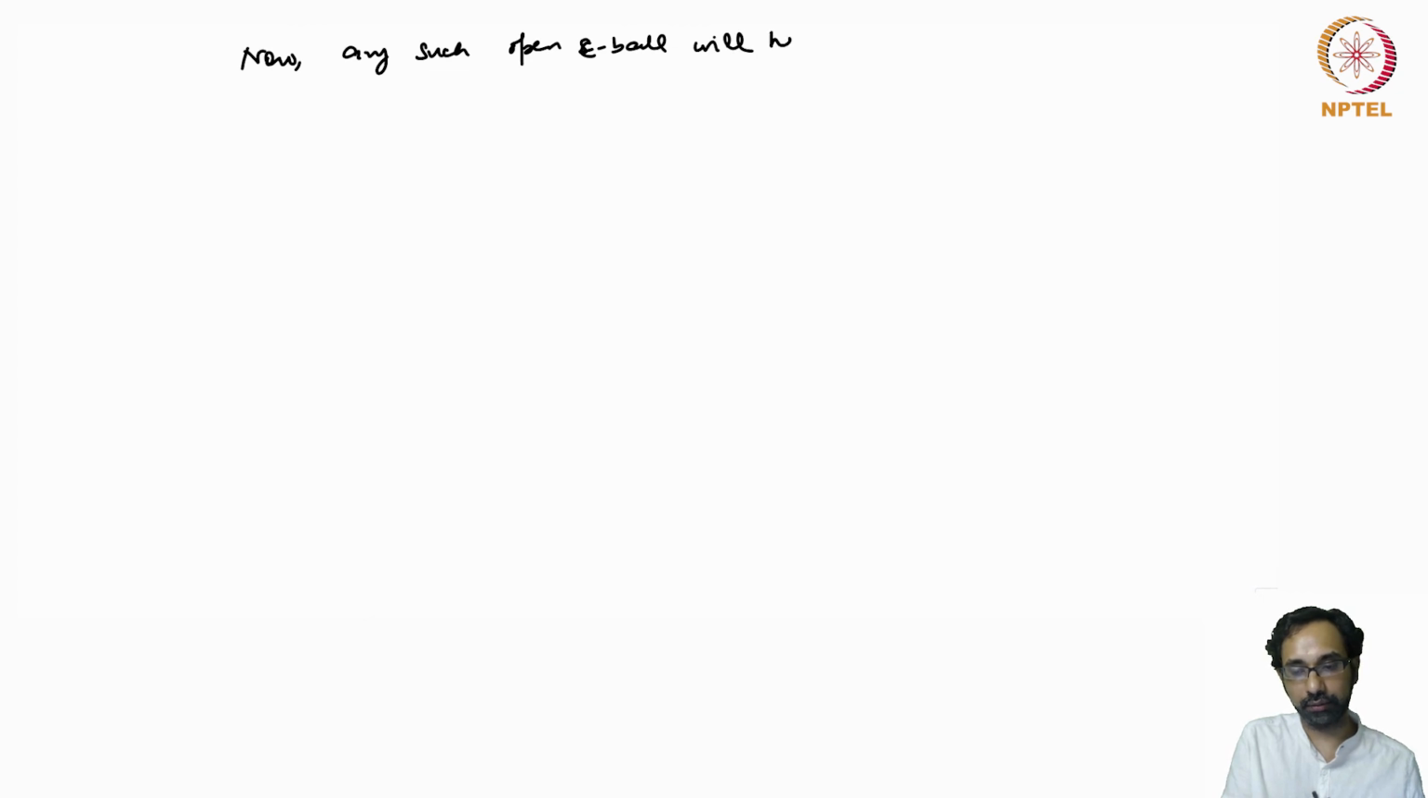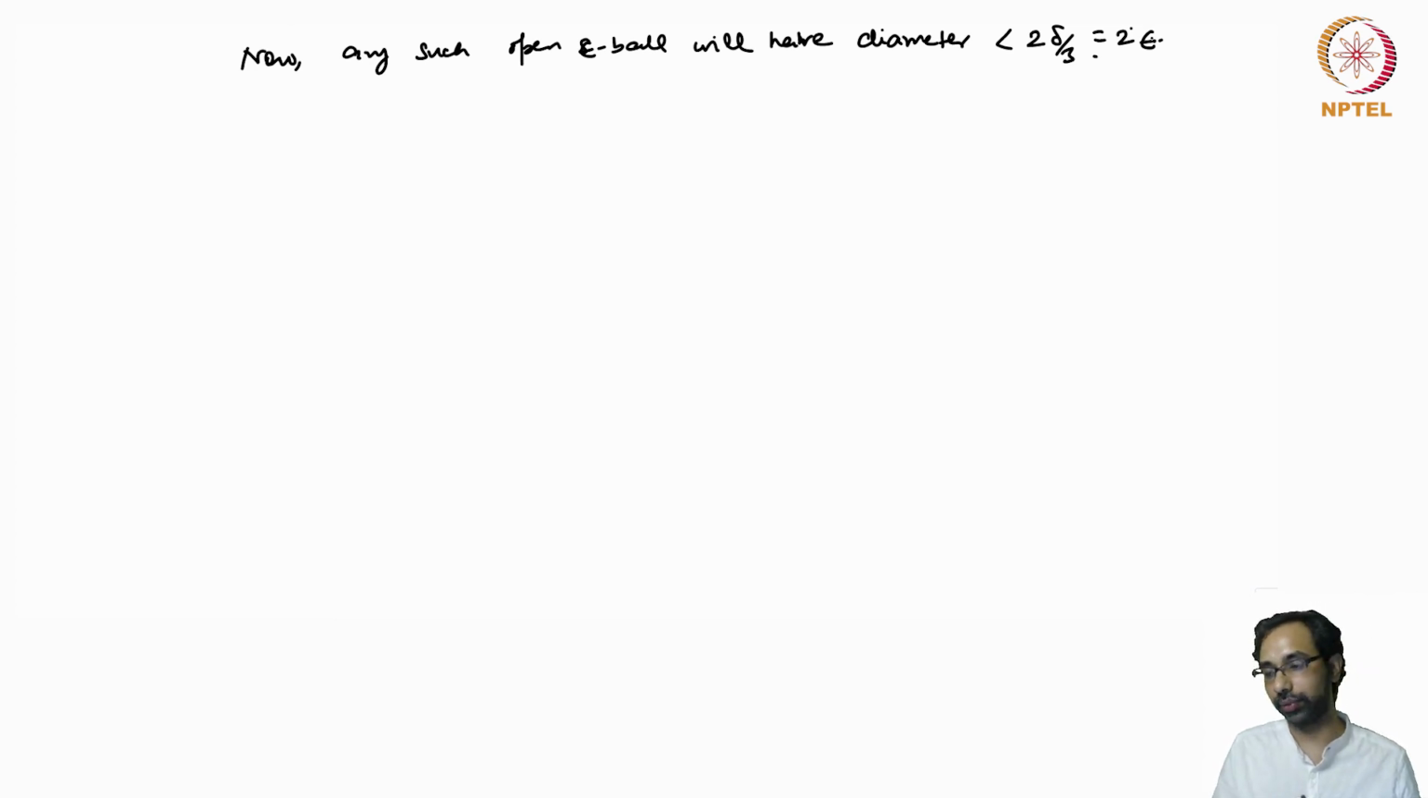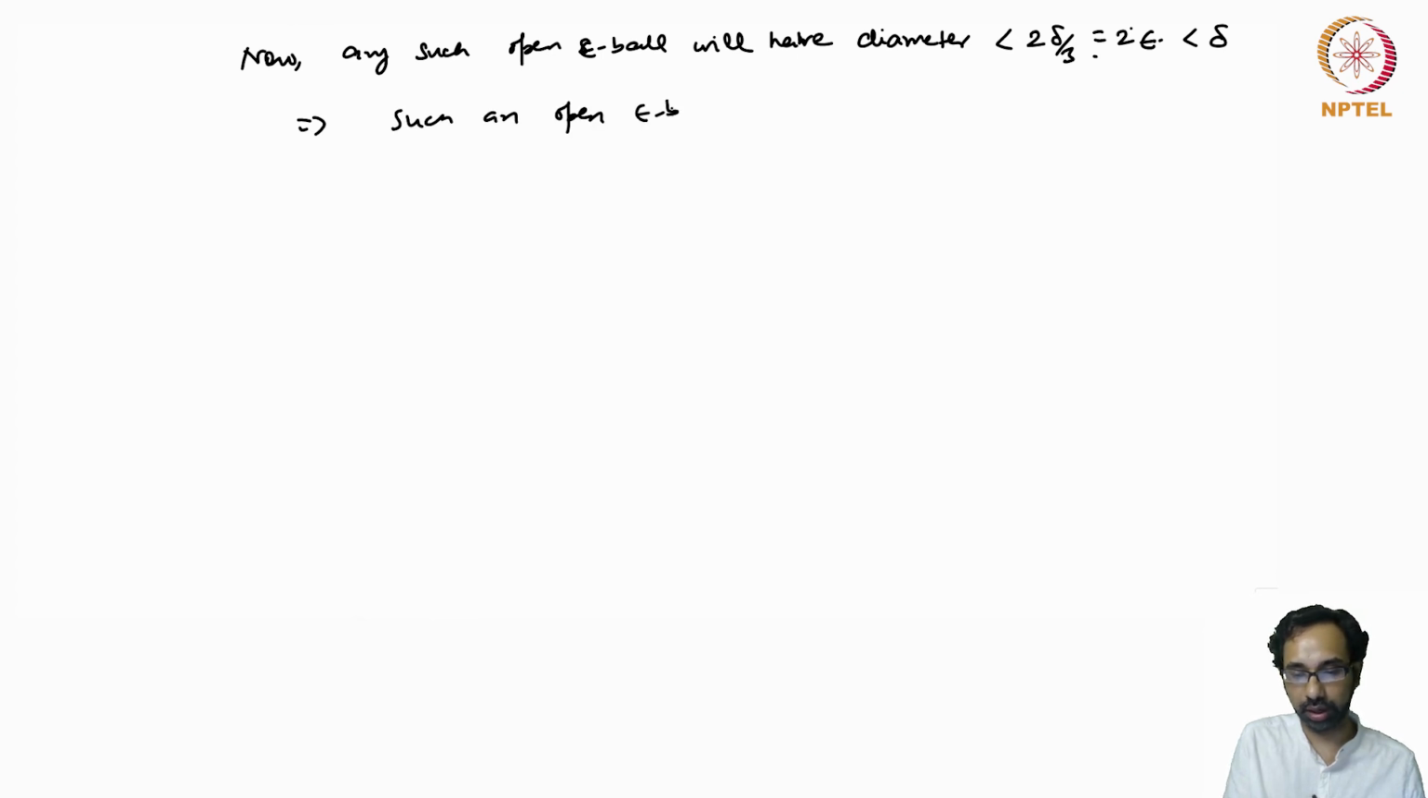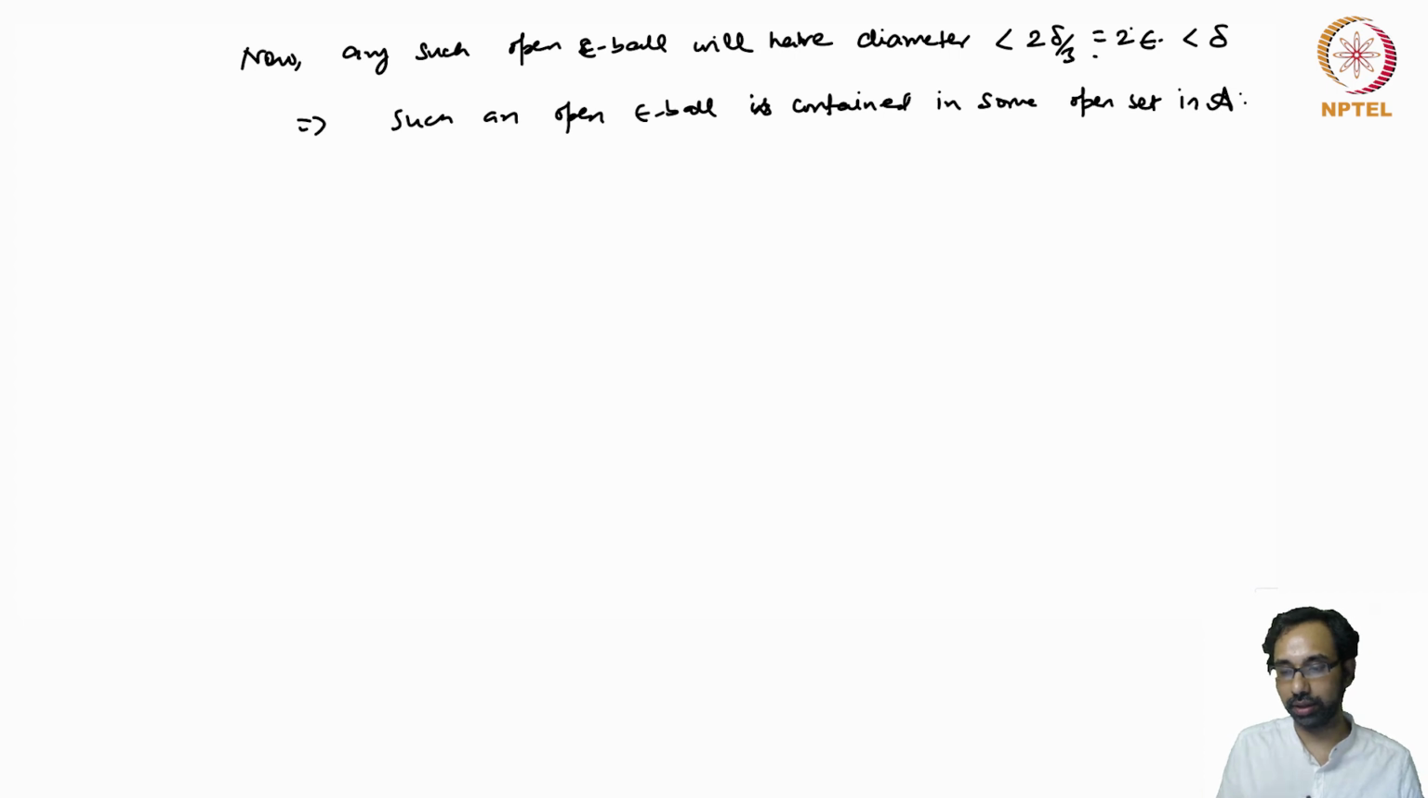And now any such open epsilon ball will have diameter less than 2 delta by 3, which is 2 epsilon. So if a metric ball has radius epsilon, then it has diameter at most 2 epsilon. Any such open epsilon ball will have diameter less than 2 epsilon, and because 2 delta by 3 is strictly less than delta, such an open epsilon ball is contained in some open set in A. This is by the Lebesgue number property.